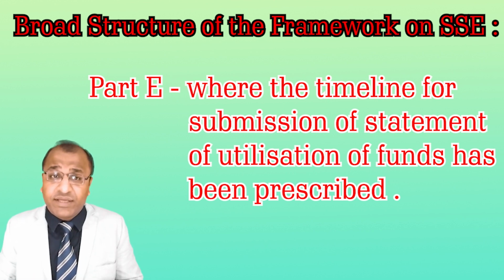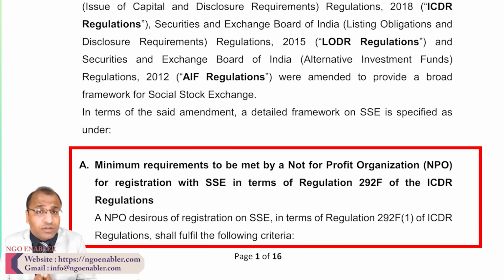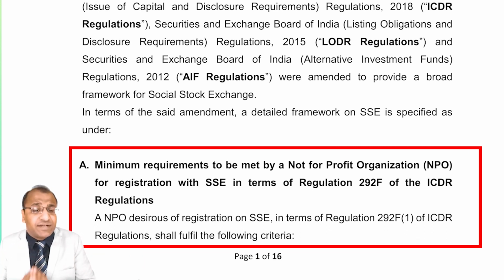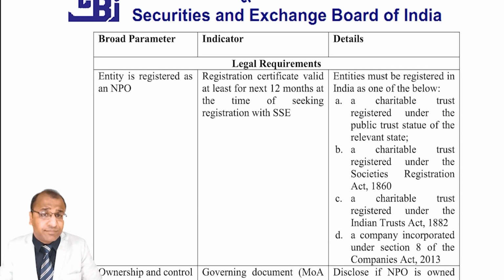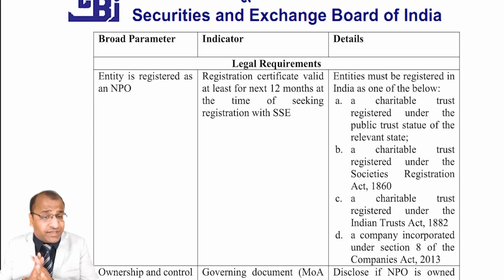In this video today, we are covering only Part A and shall discuss all the broad parameters, its indicators and details for eligibility criteria. First and foremost is about the registration of the entity to be listed on the social stock exchange. An entity should be registered as a non-profit organization, and we all know that in India, you can be registered as a charitable organization only in three forms.